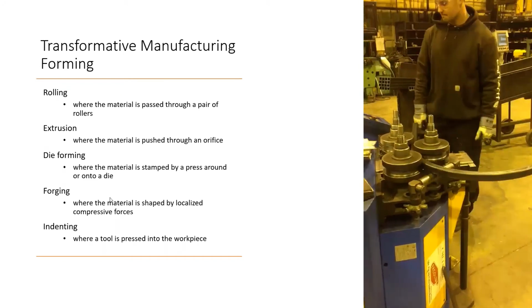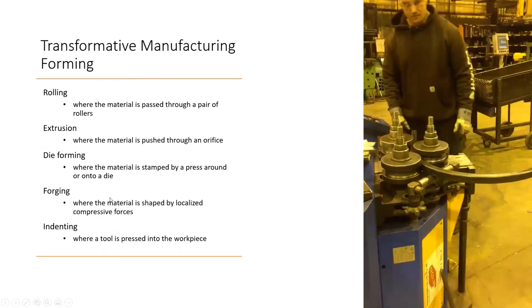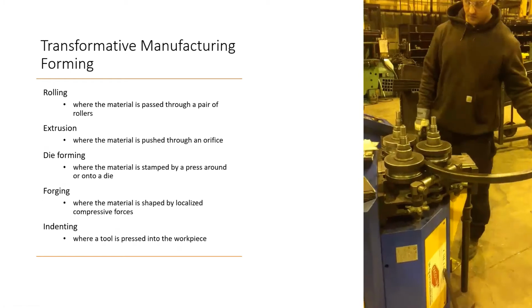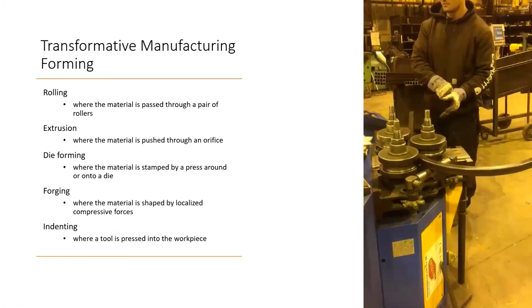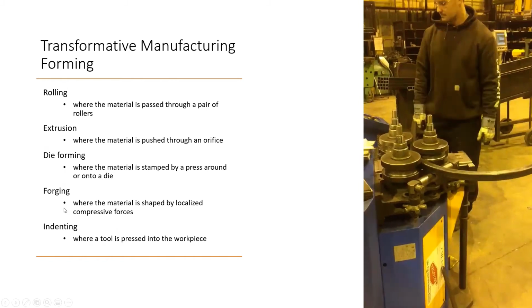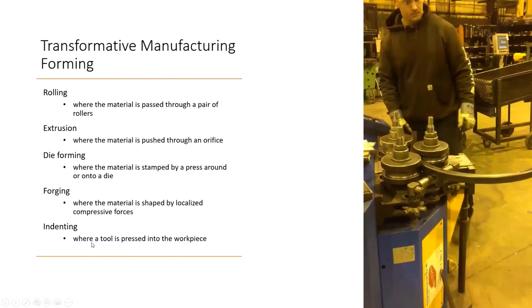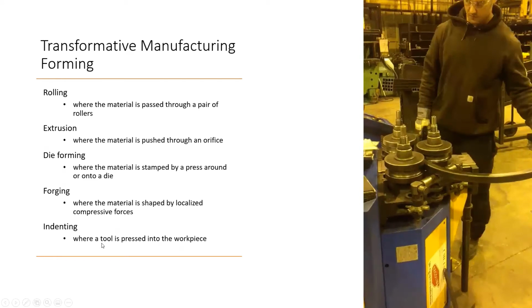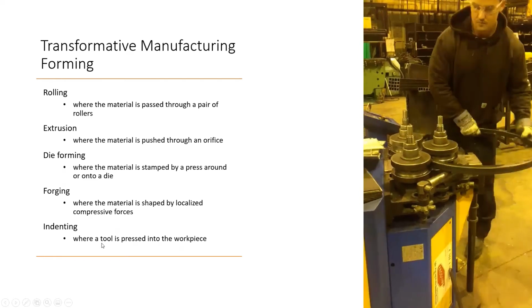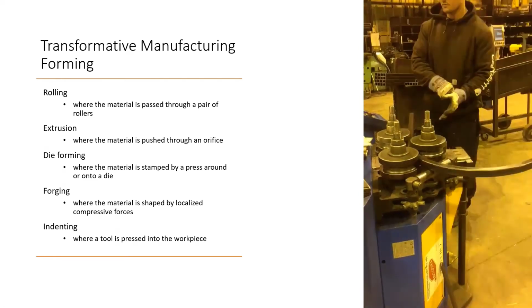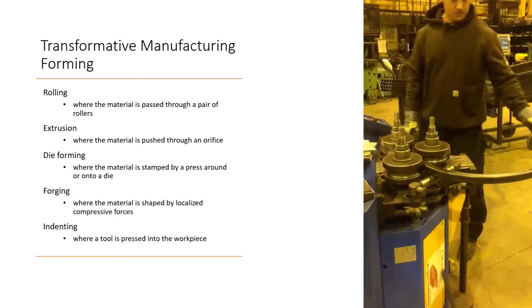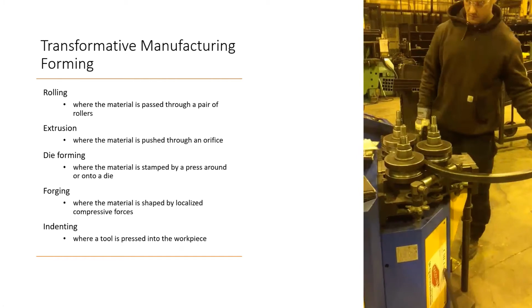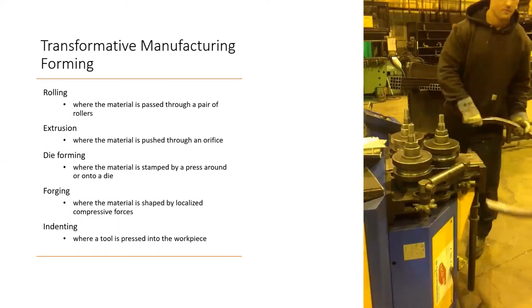But that's an example of forging. If you're bringing materials together, that would be forging, or if you're hammering them out into various different shapes, that could be an example as well. And then indenting. This is where you're taking a tool and pressing it into the piece, but you're not actually removing material. Think of embossing. If you emboss a piece of metal, that would be an example of an indenting method.